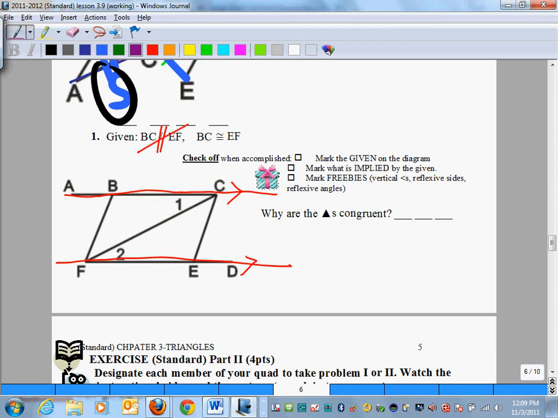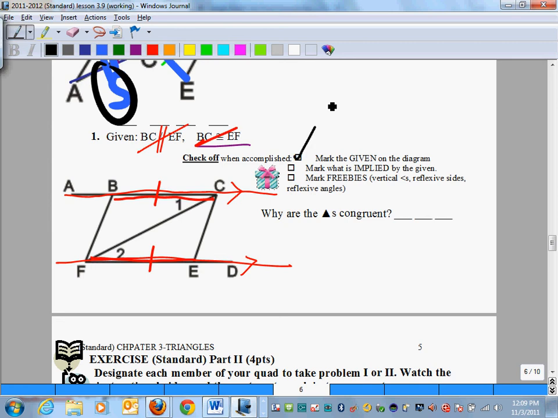Now, we're also told BC and EF are congruent. So I know from here to here is actually equal from here to here. And then you cross it out. Wouldn't they be equal no matter what if they're parallel? No, no. Parallel does not automatically imply congruency. Okay, now we're done with our given.